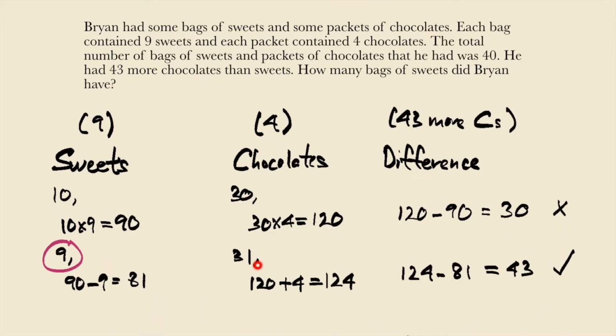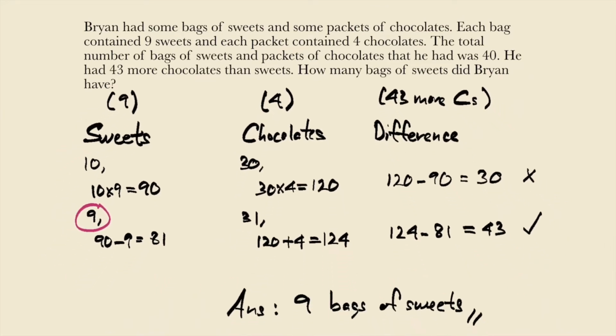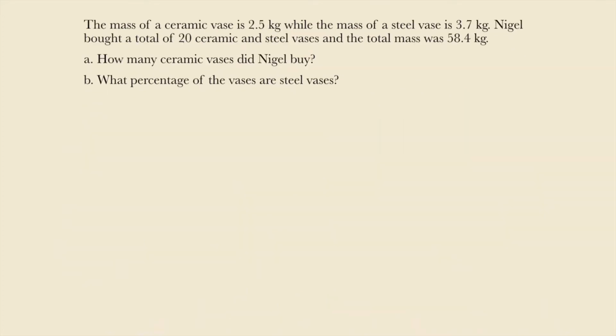Let's increase by 1 packet. So that's 120 plus another 4. And decrease by 1, so that's 90 minus 9. And the difference here is 43 more chocolates than sweets. So the answer is therefore 9 bags of sweets right here. 9 bags. The mass of a ceramic vase is 2.5 kilograms. Steel vase, this amount.